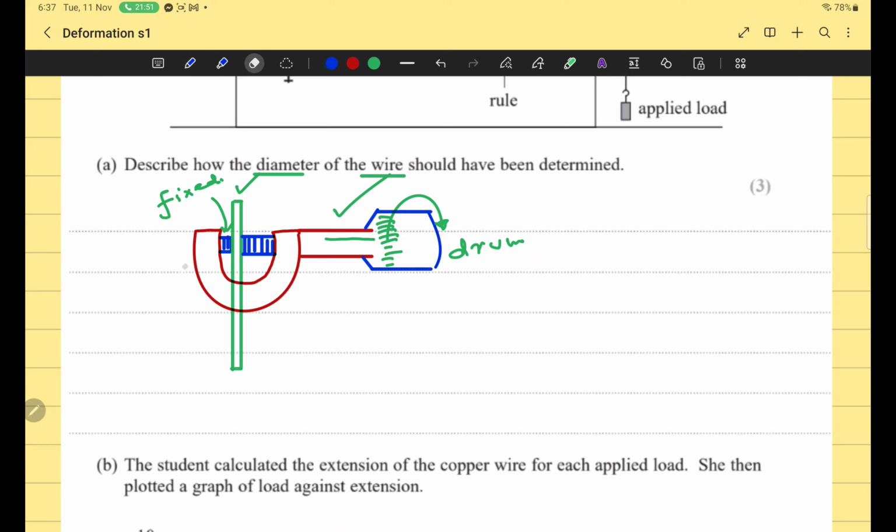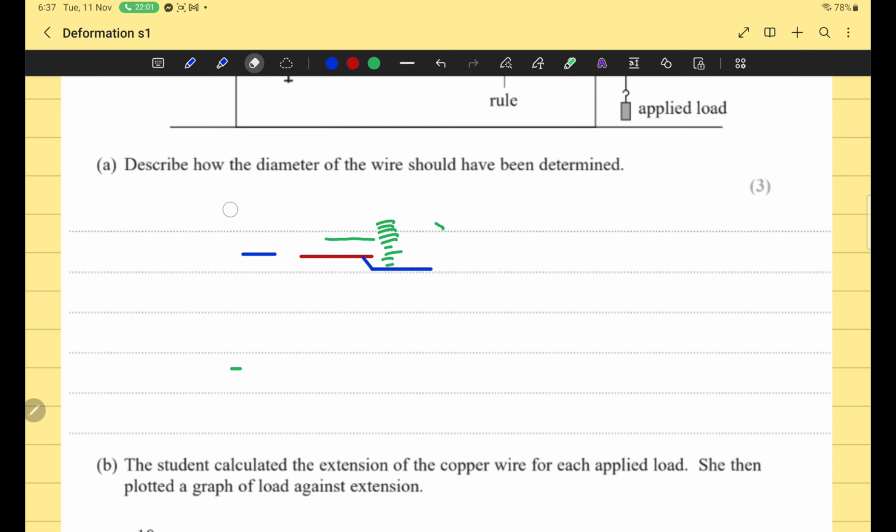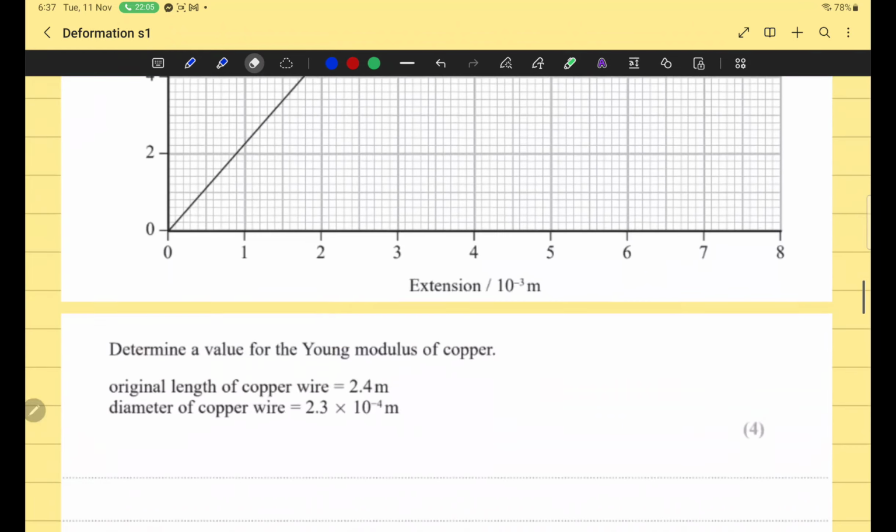So if you change the position of the wire and take three readings, and obviously you will take its average, then you can calculate the diameter of this wire. So I will share you its answer which I have written in my writing.